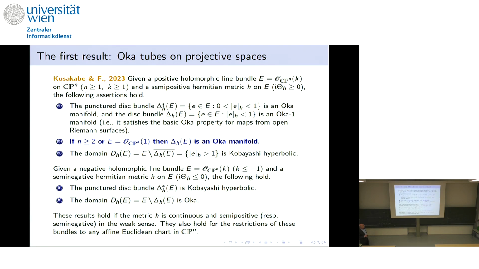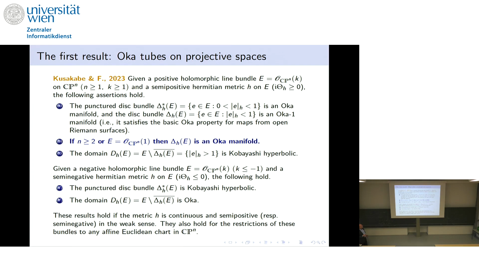And here is our first theorem. This is not our main theorem, but this theorem is a little bit easier to explain. It was the first thing which we had. So let me explain this one. This theorem says that you take a line bundle, one of these O_CP^n(k), where n is at least 1 and k is at least 1. You take a positive one endowed with a semi-positive Hermitian metric. The following assertions are true.